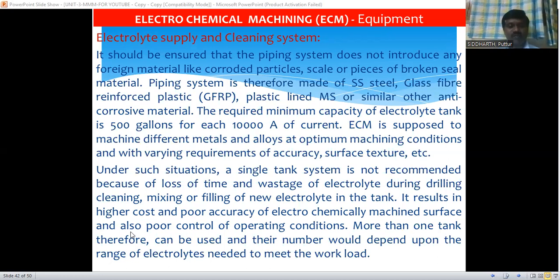So we are not going to get a very good surface finish, and also there is poor control of operating conditions. Therefore, more than one tank can be used, and their number would depend upon the range of electrolytes needed to meet the workload. In some cases, we may require a larger amount of electrolyte, and in some cases a smaller quantity. Depending upon the requirement, we supply a different quantity of electrolyte towards the machining zone. In order to meet all these things, we need to maintain a minimum of 2 reservoirs.